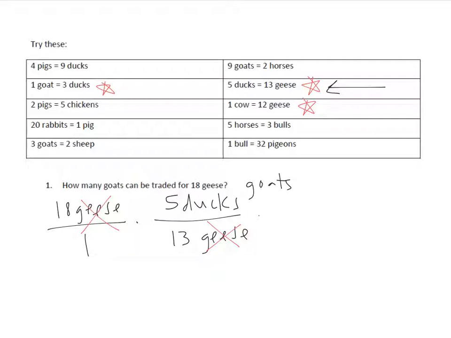Now I want to go from ducks to goats. And again, I'm going to use this one right here. I'm going to say 3 ducks is equal to 1 goat. And now my end result is in goats.